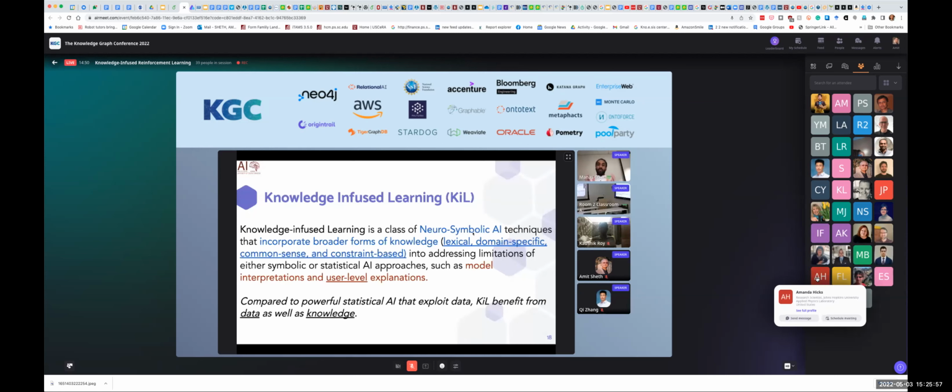So I want to give you a very initial preface of what's coming next in the tutorial, which is a broad range of algorithms that are being developed under the hood of knowledge-infused learning, which is a class of neurosymbolic AI essentially developed in a way to utilize lexical, domain-specific, common sense, and constraint-based knowledge to make the model interpretable and capable of generating user-level explanations. So essentially, what we are talking about today is how models can explore the duality of data and knowledge in their outcome generations.